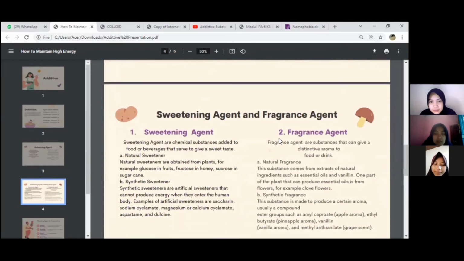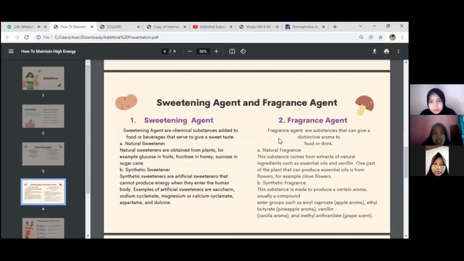Okay. The next types are the sweetening agent and the fragrance agent. First, I will talk about the sweetening agent. Sweetening agents are chemical substances added to food or beverages that serve to give a sweet taste. So we can simplify it by saying that a sweetening agent or sweetener is an agent that can make the food sweeter.